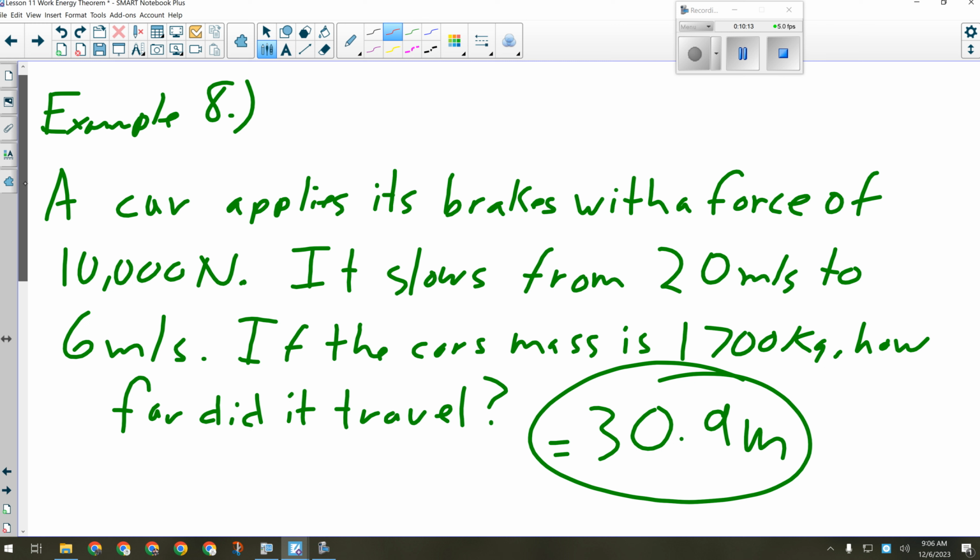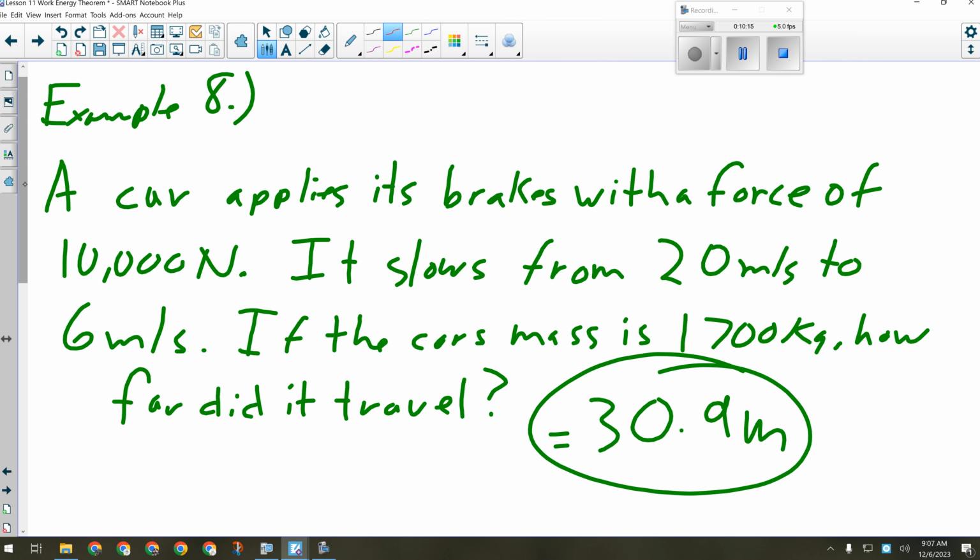All right, here's one like the example we talked about the other day where you're skidding to a stop. Okay? So write this one down and give it a try. This is a very typical work energy theorem question. So, a little trick on this one.